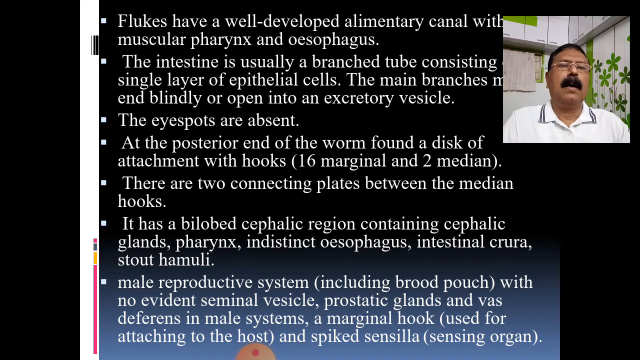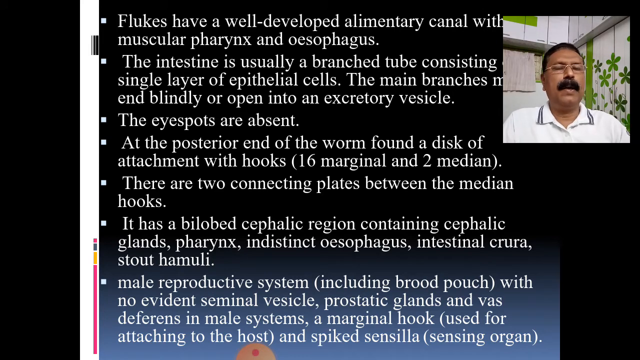Dear friends, we have seen a little bit of the structure. The fluke has a well-developed alimentary canal, digestive system. It has the pharynx as well as the esophagus. The pharynx is muscular, the intestine is there, which has a branched structure, and that branched structure may open into the excretory vesicles. You can identify this Gyrodactylus from Dactylogyrus by the presence of the eyes. Eyes are absent in the case of Gyrodactylus.